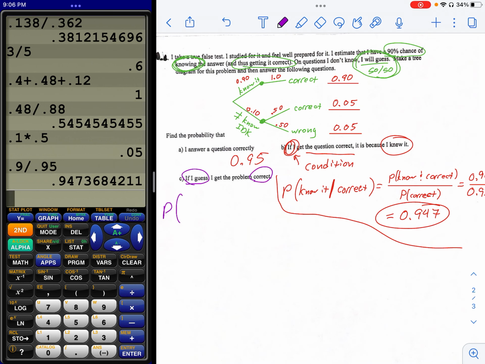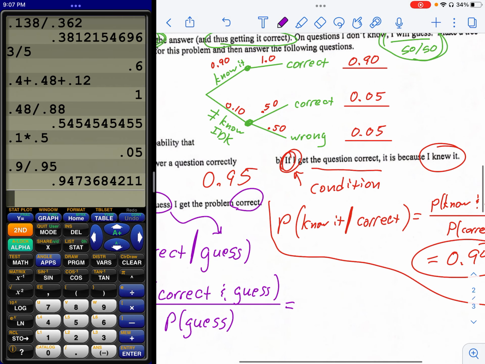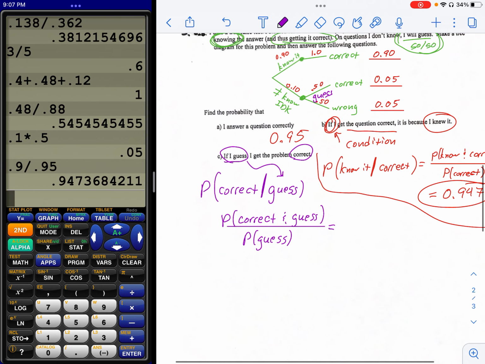So if I guess, that's my condition, I get the problem correct. So correct, given I guessed. Remember, that's the condition. So that would be the probability of correct and guessing divided by the condition of guessing. So equals numerator, I already have. Correct and guessing is here. I don't know. That's when you guess, right? Maybe I should put right here. They're gonna guess, right? They guessed and they got it right. So that's right here. That's 5% of the time.